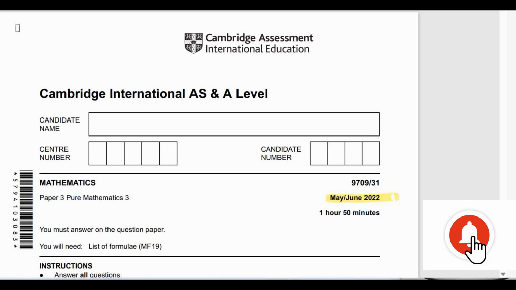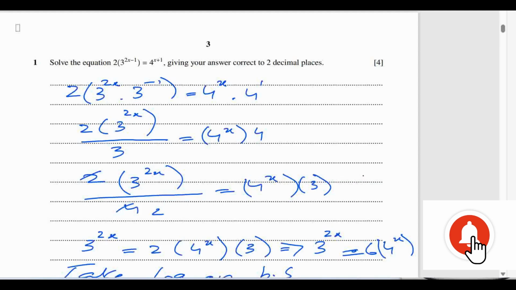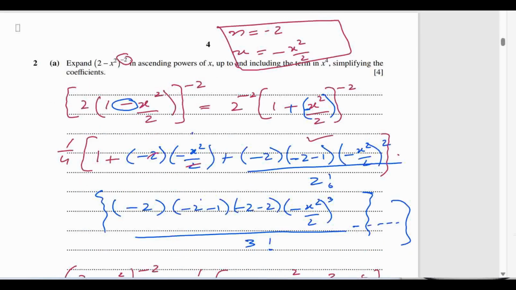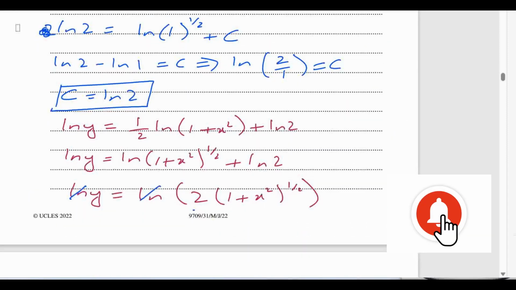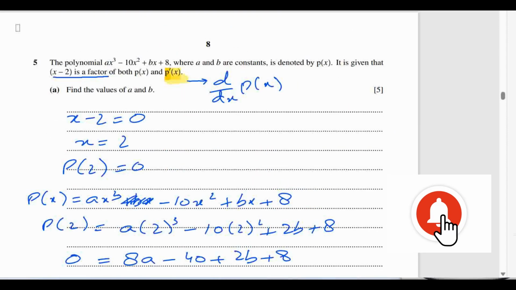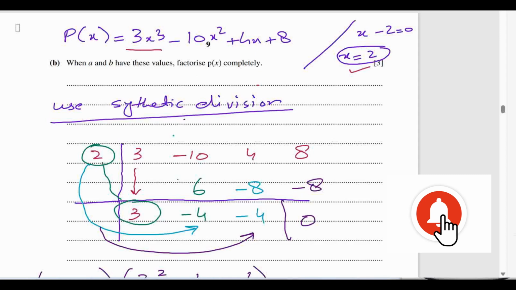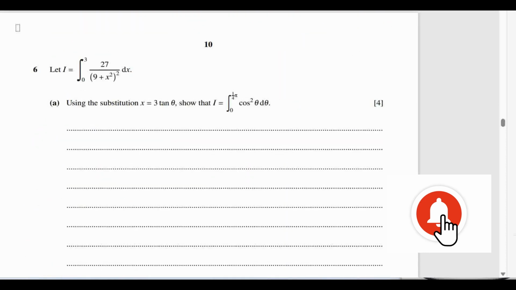Today we are going to discuss the remaining questions of this paper, May-June 2022, paper 31. In the last class we discussed the first 5 questions of this paper. So you can see the working, and if you have missed a lesson you can see the link in the description. Today we are going to discuss question number 6.